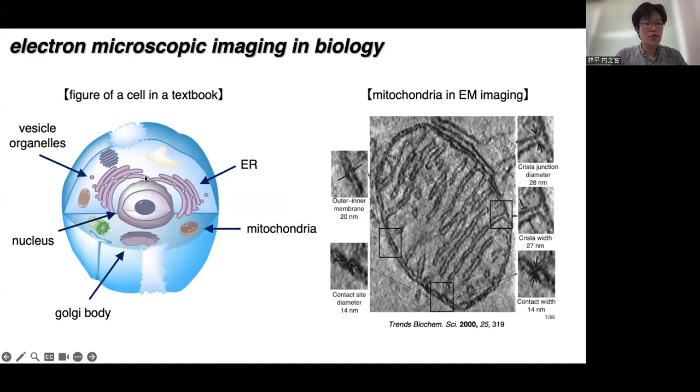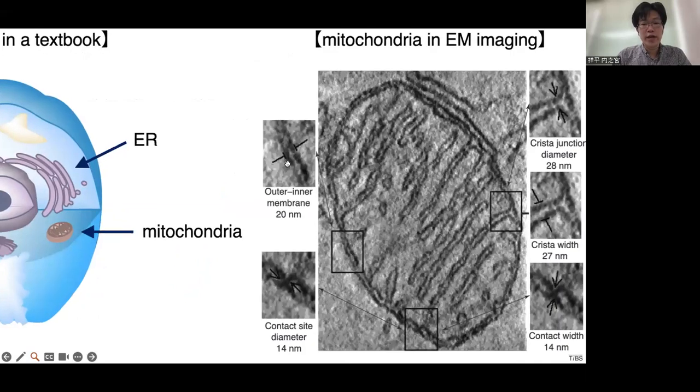Okay, so now you can understand why researchers can find the organelles which are much smaller than the single cell, and how to draw the illustration of a cell in a textbook. The researchers observed a single cell with electron microscope and found many types of organelles. So this is the electron microscopic imaging of mitochondria. So clearly, you can see the structure of mitochondria. For example, the crystal structure and also outer and inner membrane.